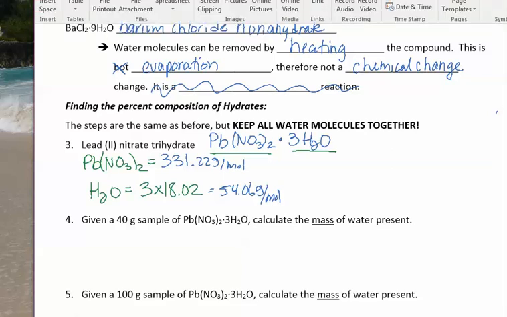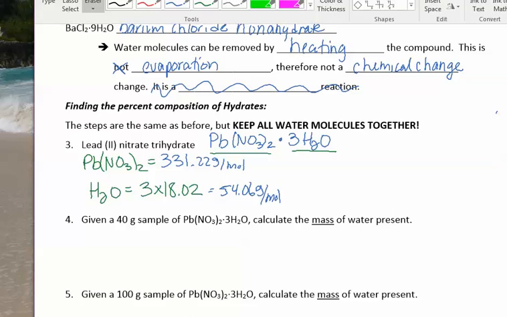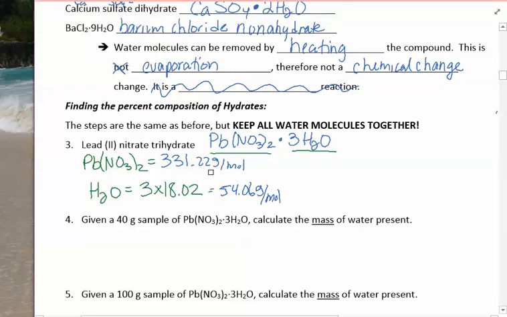Oh, and I didn't write the right number of sig figs here. Let me fix that. So it should be 331.2 because of the lead. It has only a significant digit in the tenths place, so it should be 331.2. Sorry about that.